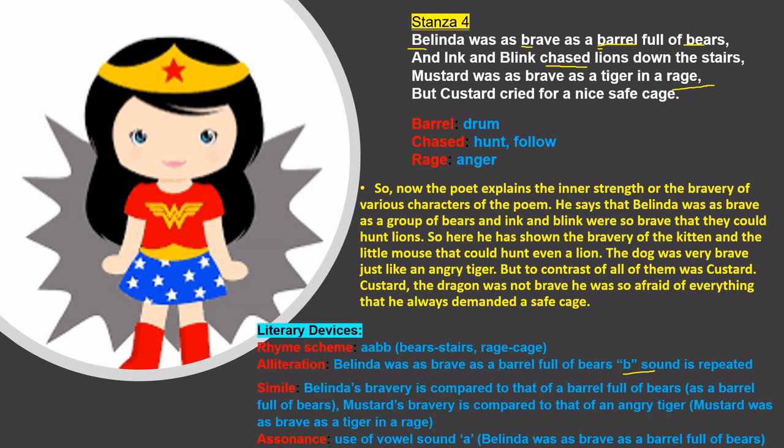So it could be any of the vowel sounds. Here in this case it is A, but it could be even O, it could be I, or it could be U, or E. So this literary device is known as assonance.